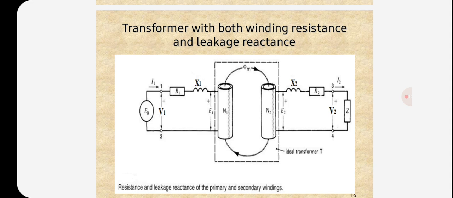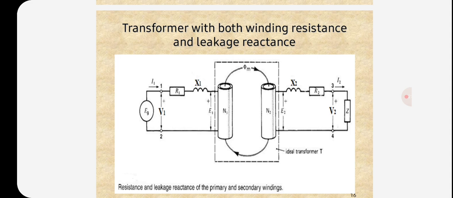So here we can conclude that to transfer primary leakage reactance to secondary side, multiply it with k square, that is x1 dash is equal to k square x1, and to transfer secondary leakage reactance to primary side, divide it with k square, that is x2 dash is equal to x2 by k square.